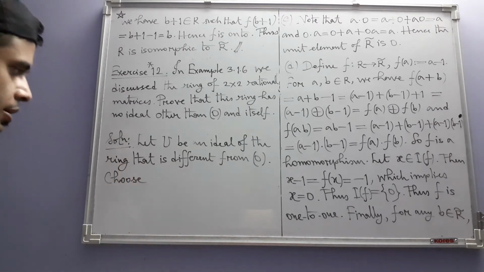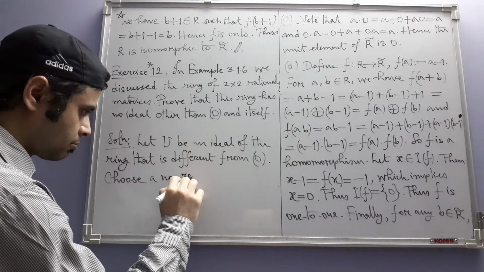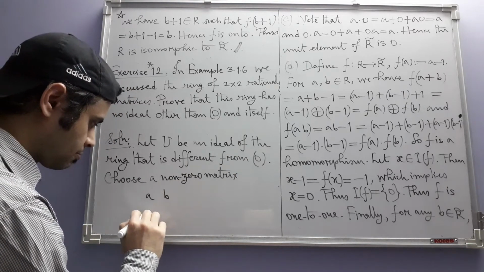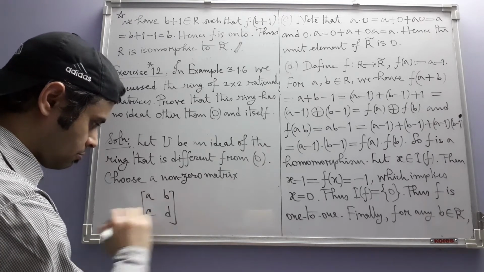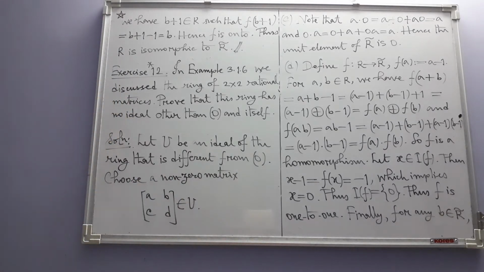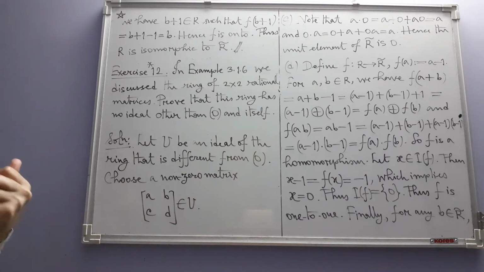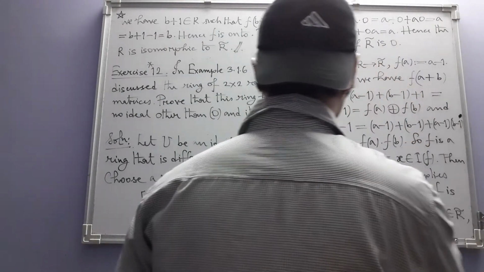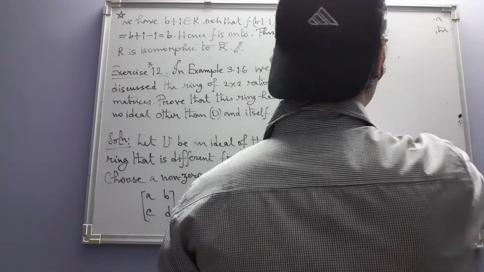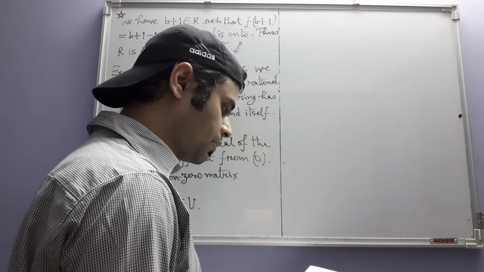Now we are going to choose a matrix. Choose a non-zero matrix. So we are choosing a non-zero matrix in U. This we can do because according to our assumption, U is not equal to the 0 ideal. So there is at least one non-zero element that we have chosen. Now what can we do with this? Now there are some calculations. I will just copy from here.